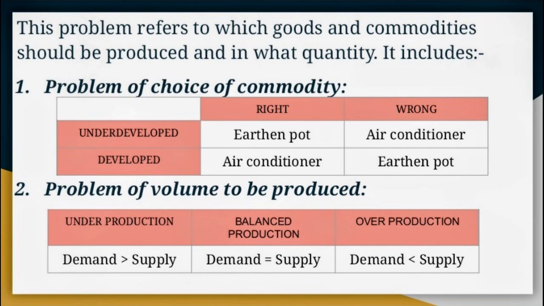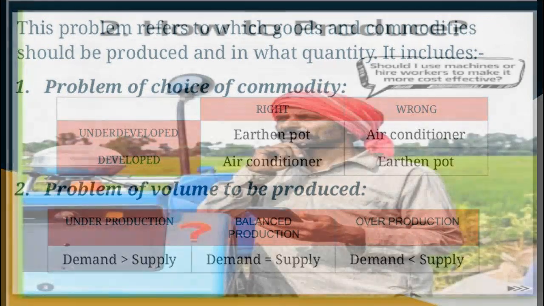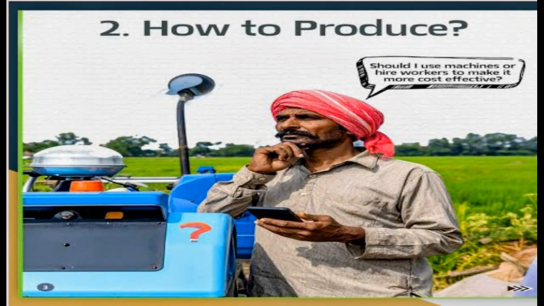However, the condition of balanced production is not practically possible always, but the producer tries to produce near to some situation of balanced production. Next is overproduction, in which the supply of commodity is more than the demand of that commodity. Next problem is how to produce.